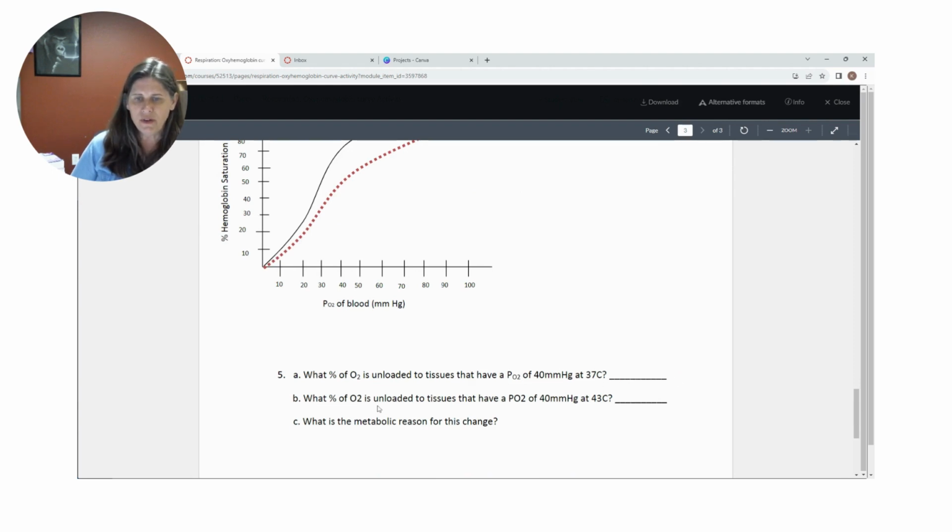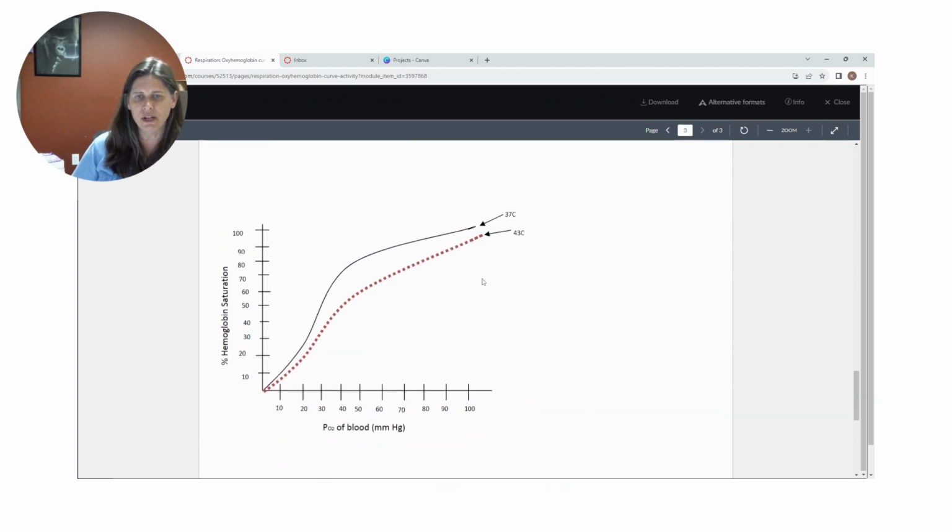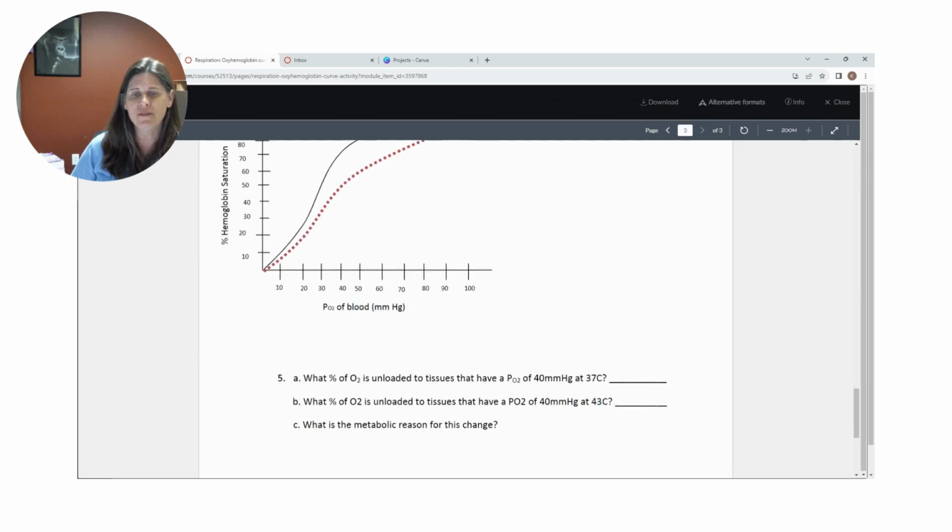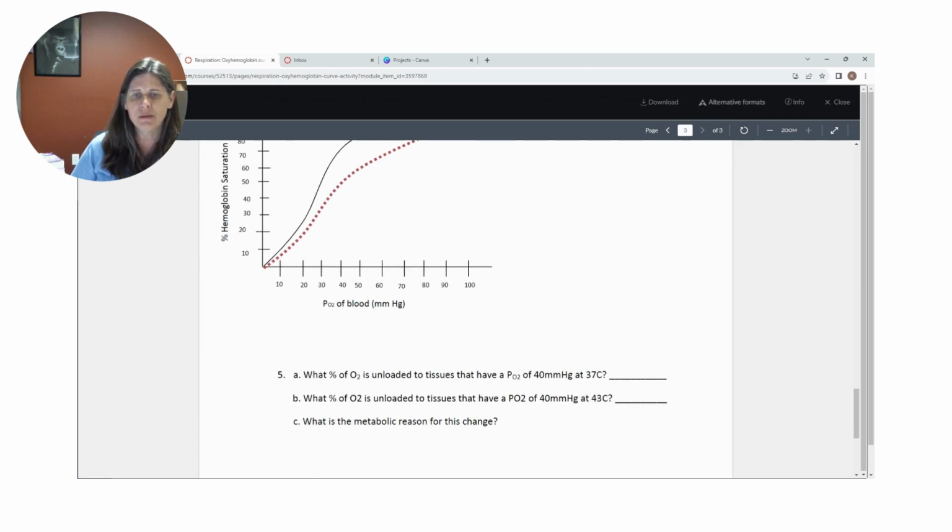Now it says, what percent of oxygen is unloaded to the tissues that have a partial pressure of 40 millimeters of mercury at 43 degrees, so at the higher temperature? So we're going to go to the dotted line. So I go to 40 millimeters of mercury here. I go up to there. That looks like, I'm going to say 55%. Okay. So now I went from 100% saturated to 55% saturated. So we released 45%, because that's the question. How much is unloaded or released? We unloaded 45% when the temperature went up.